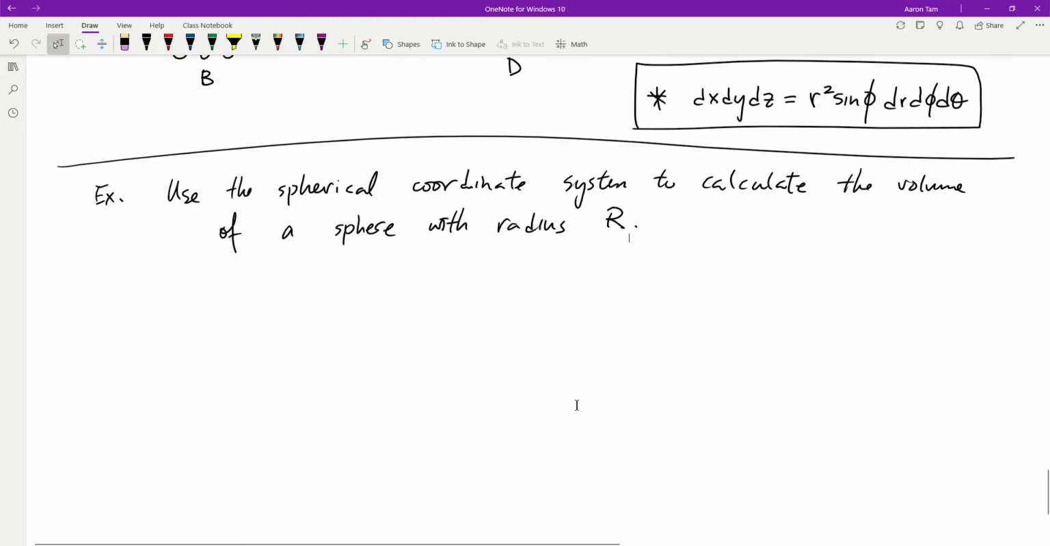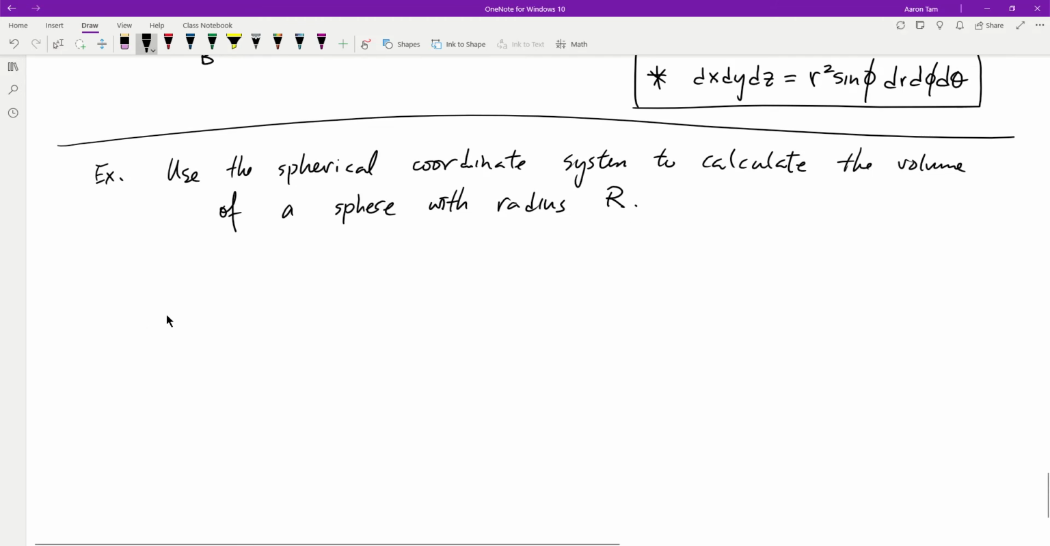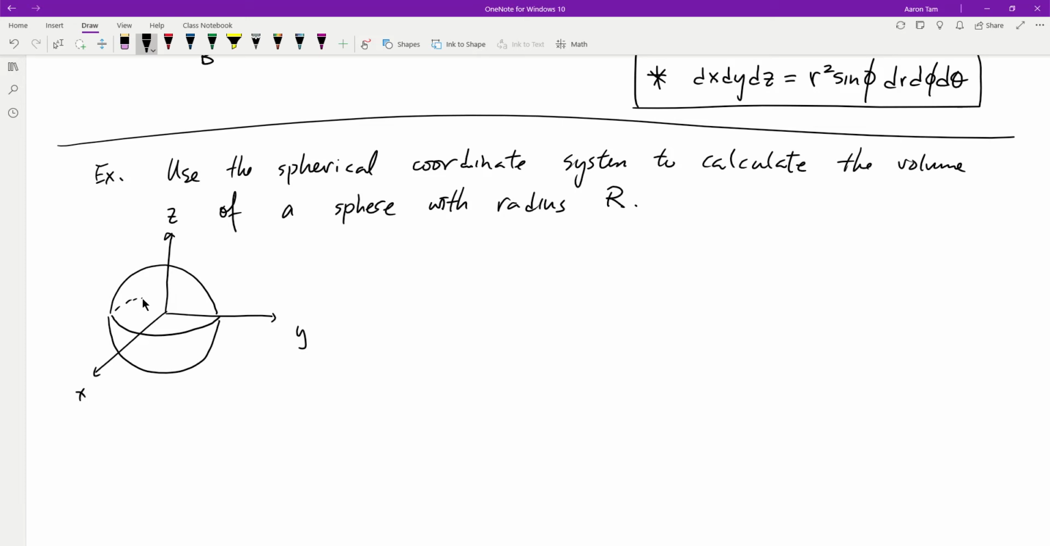So if you think about it, this is how we define a sphere in the x, y, z coordinates. It's defined by the equation x squared plus y squared plus z squared equals r squared.